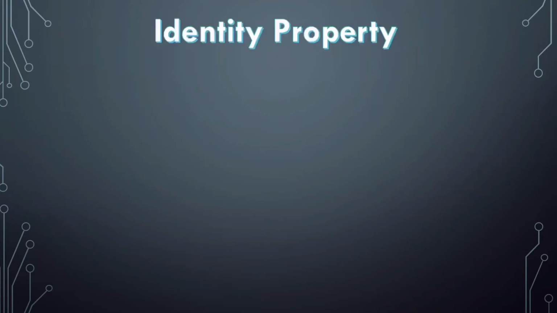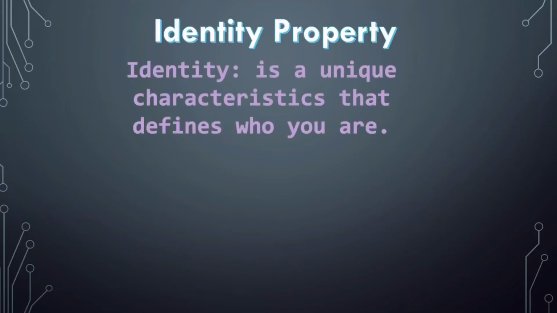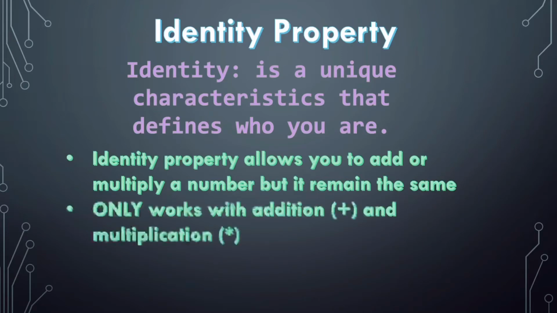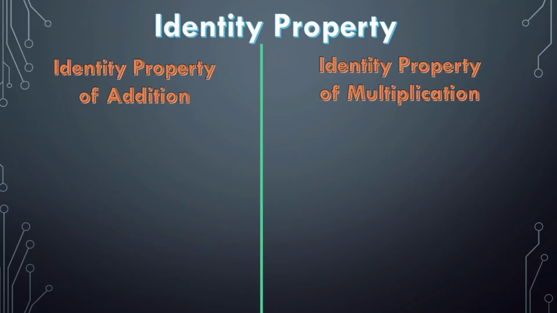Now, another property that's not as heavy but it's important to understand is the identity. Your identity is a unique characteristic. It defines who you are. There's no one out there like you, okay? It allows you to add or multiply a number, and that number will stay the same. The number's not going to change its value on the other side. Okay? Again, only works with addition and multiplication.